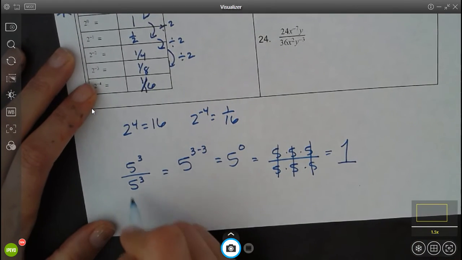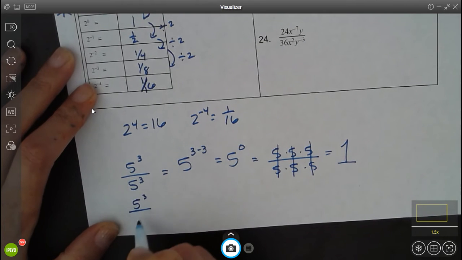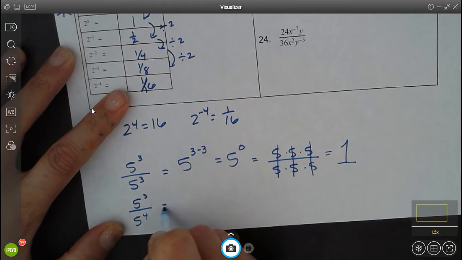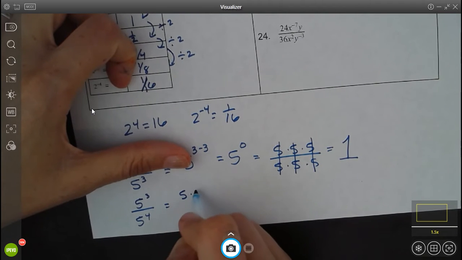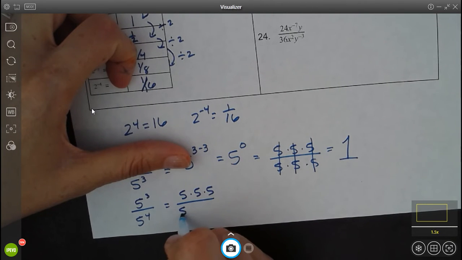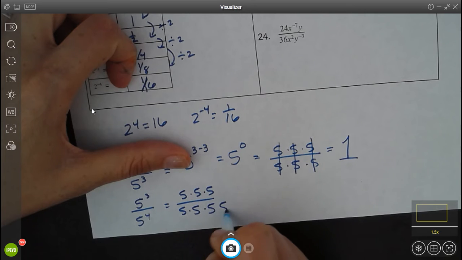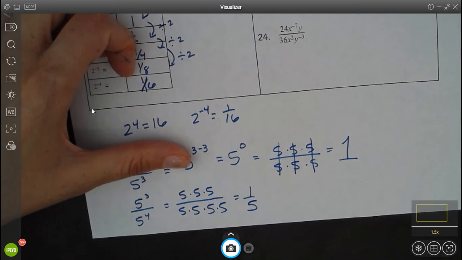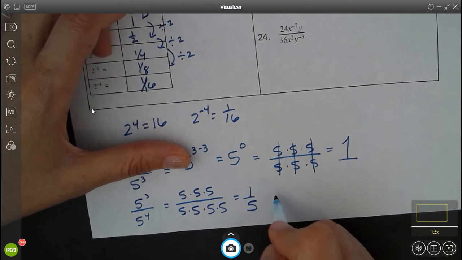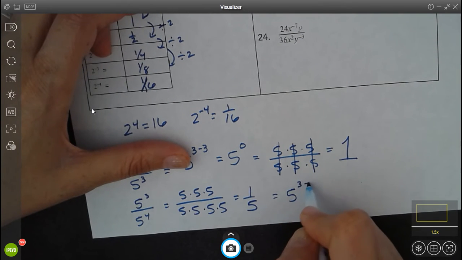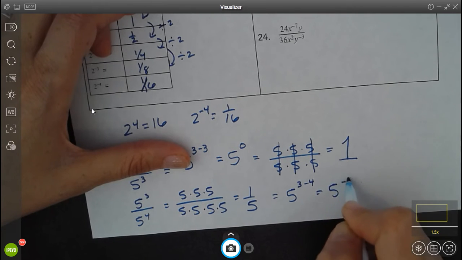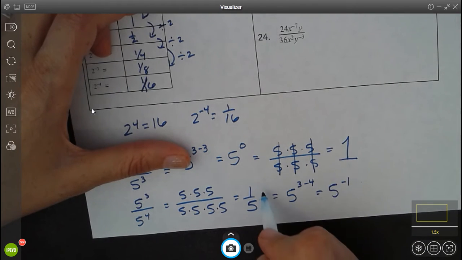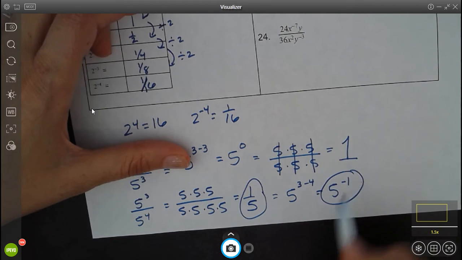Continuing on that, I can look at 5 to the third over 5 to the fourth. 5 to the third means this, which means that this answer is 1/5. Using my shortcut rules that we learned yesterday, we could say that another way of expressing this is 5 to the negative 1. That is another reason why our negative exponents create that reciprocal.